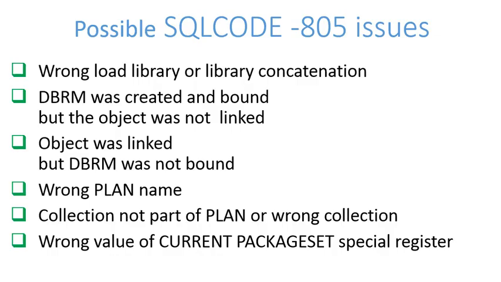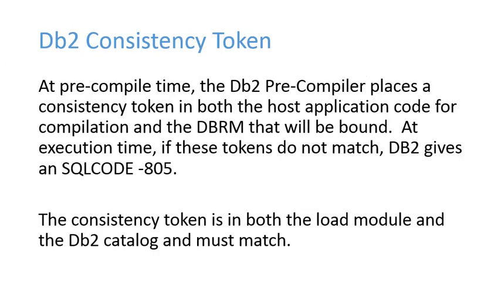Here's a summary list of the possible errors. The DB2 precompiler puts a consistency token in both the source and the DBRM. The token is carried through to the load module and to the DB2 package stored in the catalog. These consistency tokens must match at execution time, or you get a -805. The value of the consistency token itself is a timestamp of sorts. Larger values happened after smaller values.